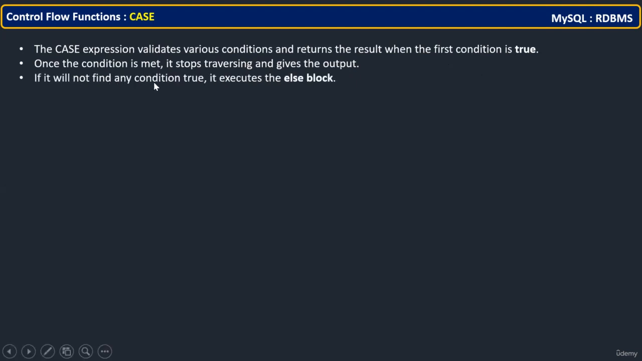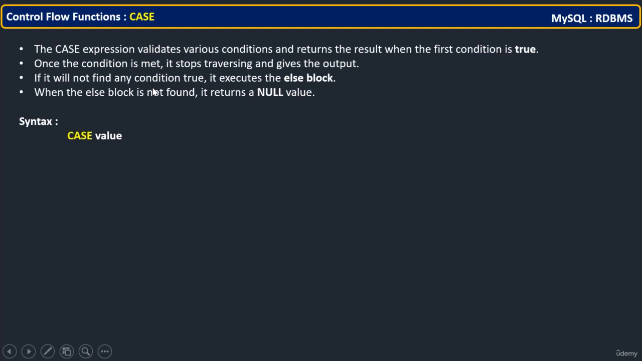If it does not find any condition true, then it executes the else block if it exists. That we will see. If the else block exists, it will run the else block when no condition is true. If the else block does not exist, then it will return a null value when no condition is true.